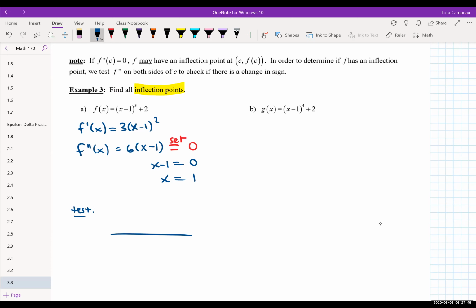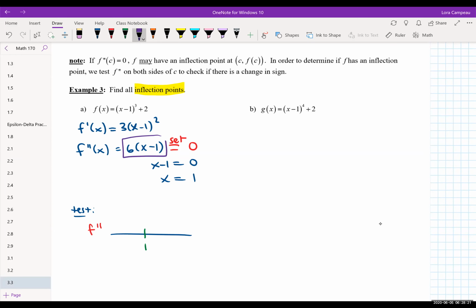Okay, so here's my quick number line. I have my potential point of inflection. And remember, I'm looking at the second derivative. The second derivative is going to give me the information about the sign. This is a case where it's not too bad. We can plug in points on each side of the second derivative. That is this part right here.